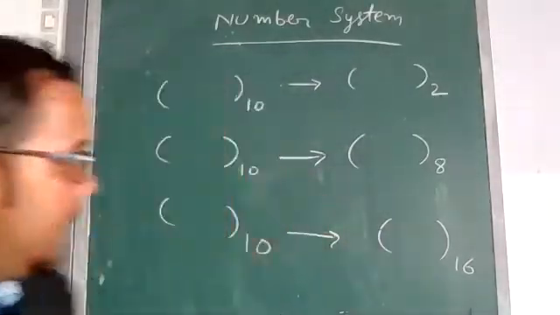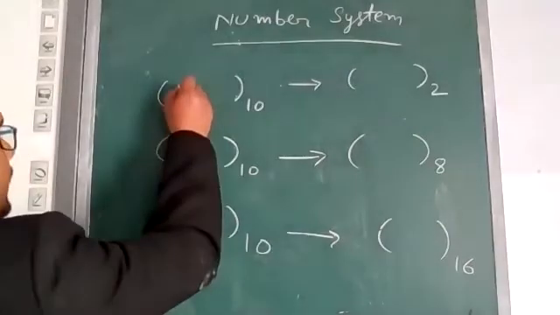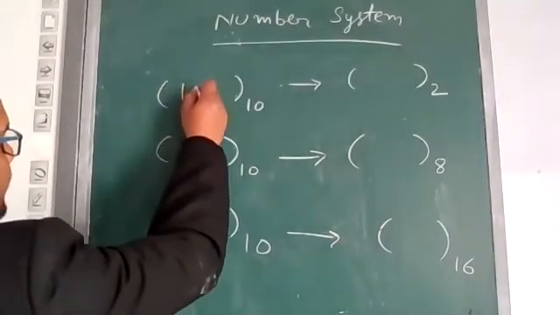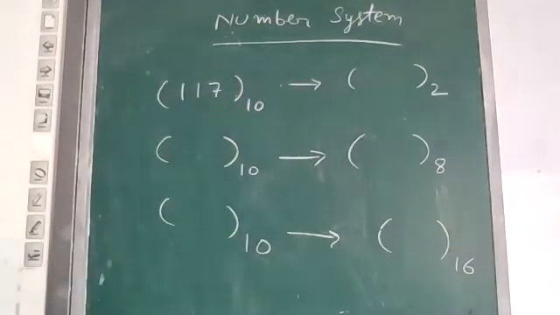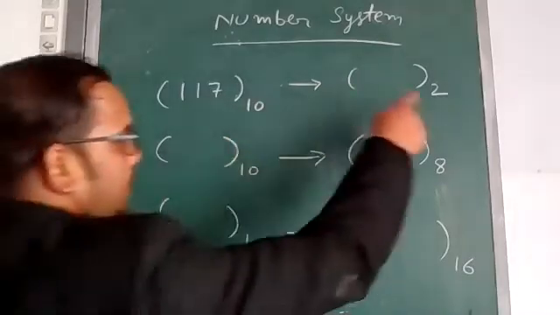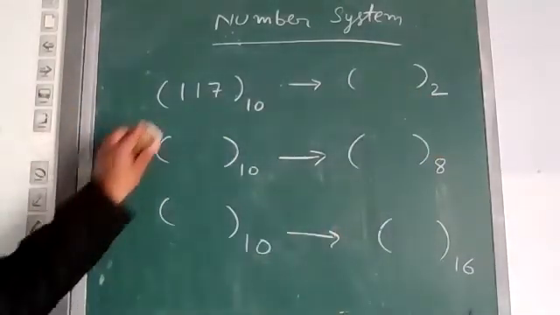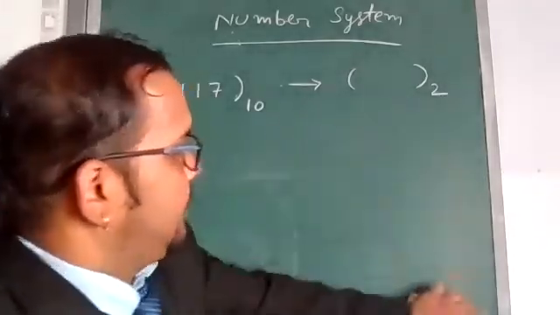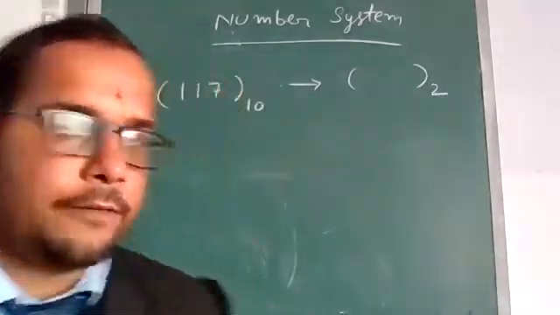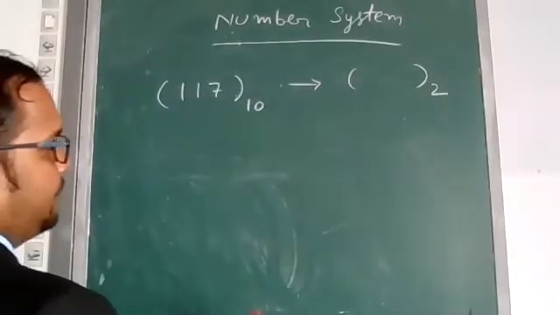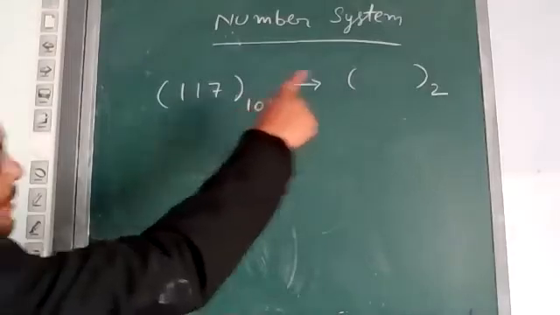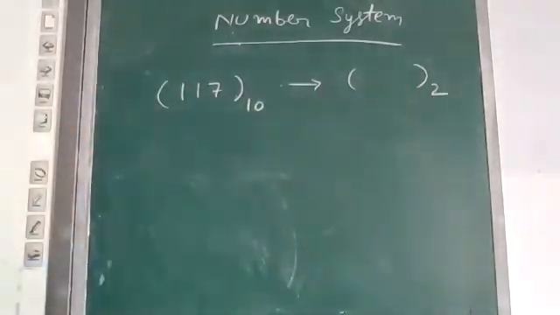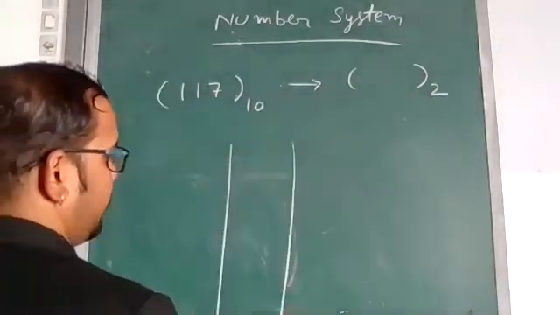Other base means, if you want to convert a number like 117, this is the decimal number. I want to convert this number to binary first. So to convert this number to binary, you have to divide by the other base. Other base means 2. Decimal से हमें binary में change करना है, तो divide it by 2. Now perform division.